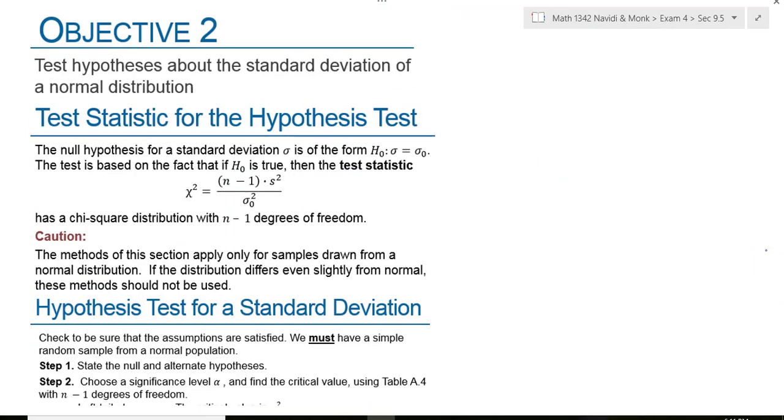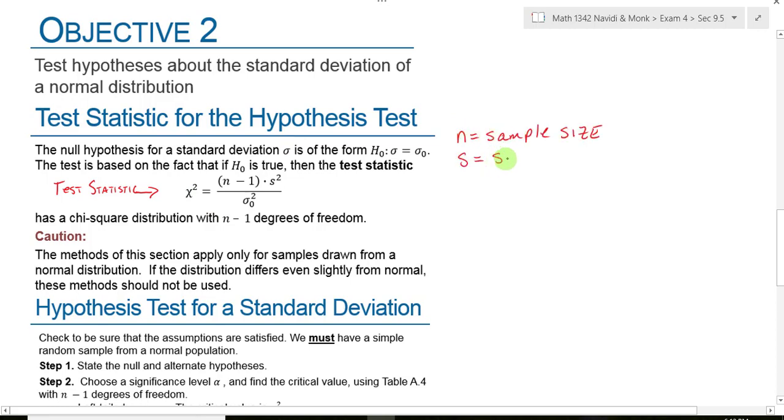Objective 2 is to test hypotheses about the standard deviation of a normal distribution. The test statistic for the hypothesis test, whenever we want to test a claim about the standard deviation, is this number right here. This is our test statistic. We don't have a function on our calculator that's called a chi-square test. We have to use this formula in order to get our test statistic. In this formula, n is equal to the sample size, s is the sample standard deviation, and sigma sub naught is the standard deviation from the null hypothesis. These are the values that you need to know in order to calculate this test statistic.